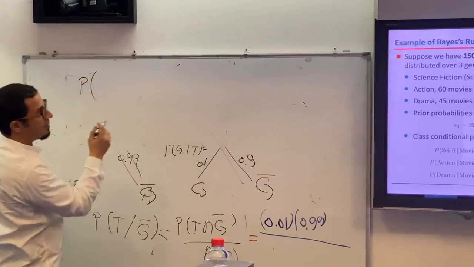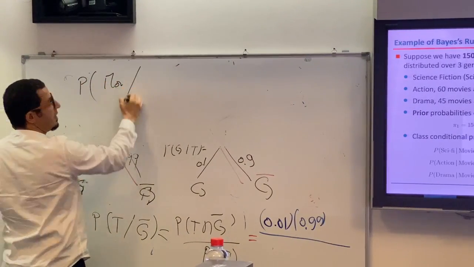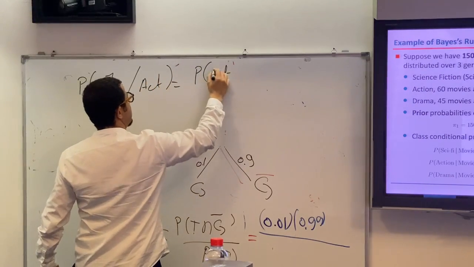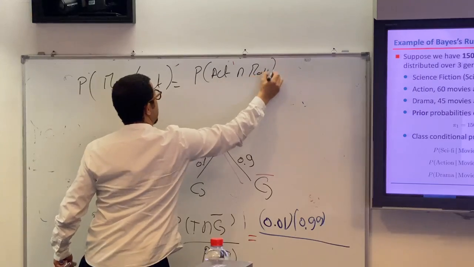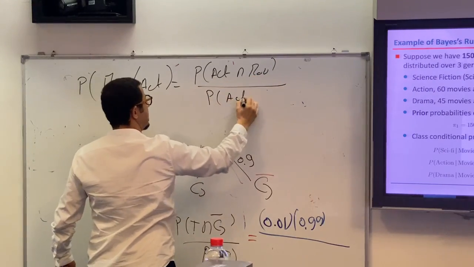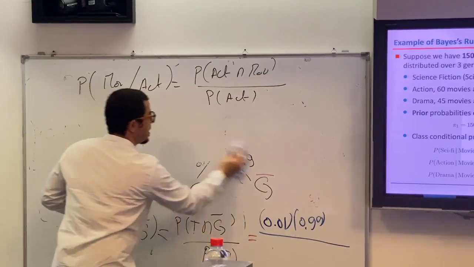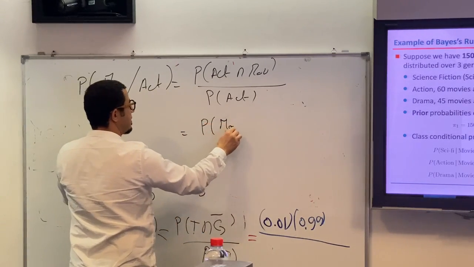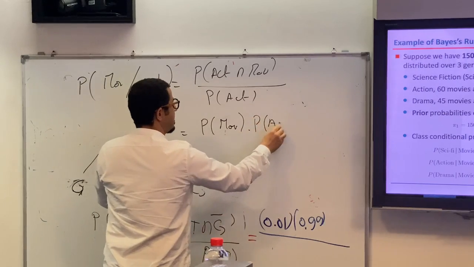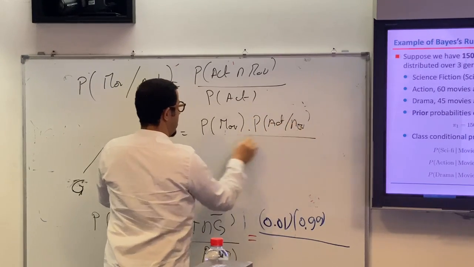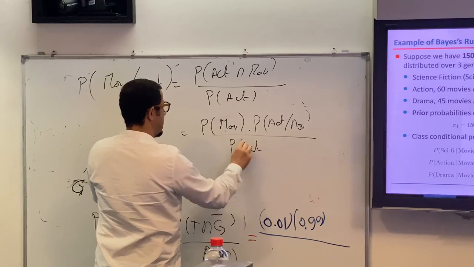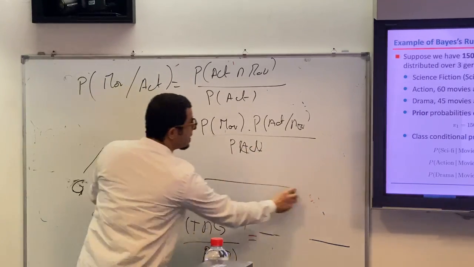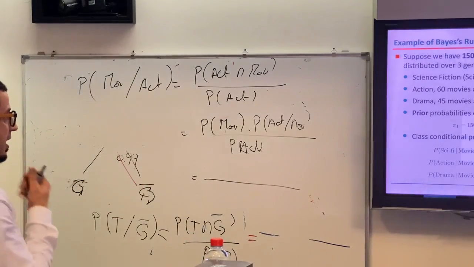The probability of movie given that action, right? It will be the probability of action intersection movie divided by the probability of action, right? Okay. What do we have about this one here? Intersection, what will be here? Probability of movie times the probability of action given movie, over the probability of action. Can you please do the calculation, please? What is the probability of action, please? We have it, right? Yes.